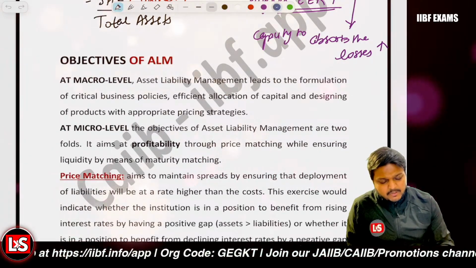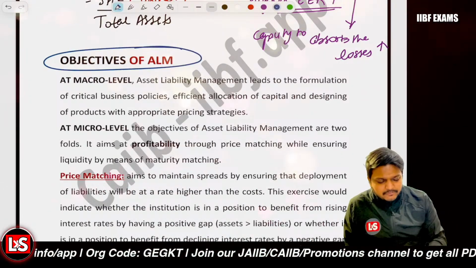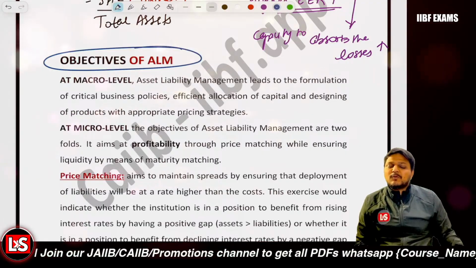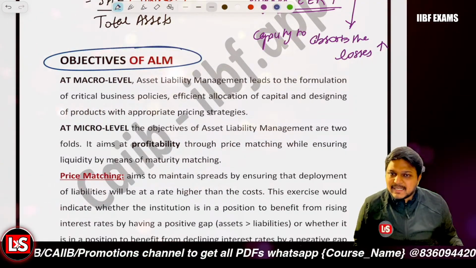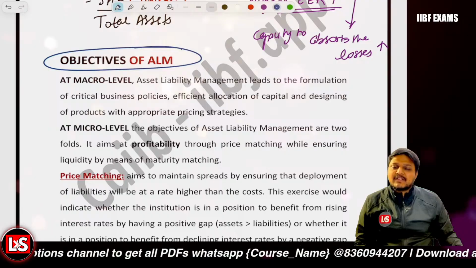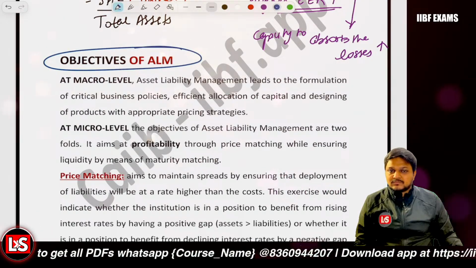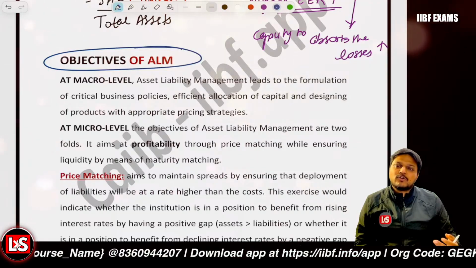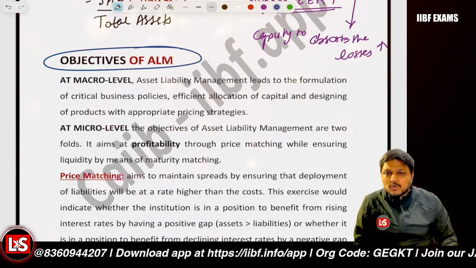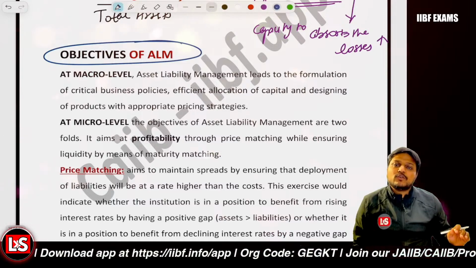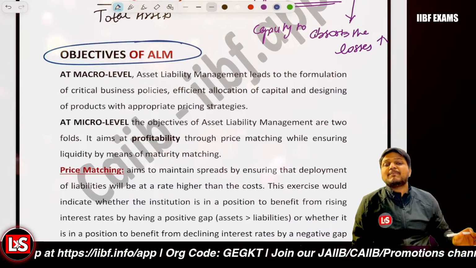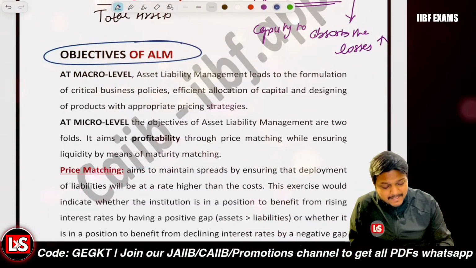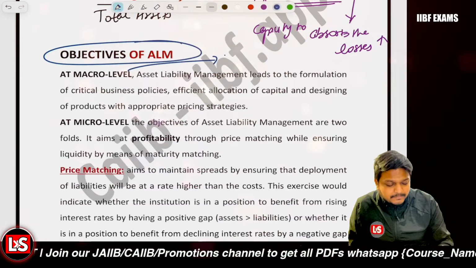So first thing first, what we're going to cover today is the objectives of the ALM. When we're talking about the objectives of the ALM, they are based on two levels. One is the macro level, at the organization level, and the other is the micro level, at the individual loan level. At the macro level, the ALM is going to focus on strategic balance sheet management.